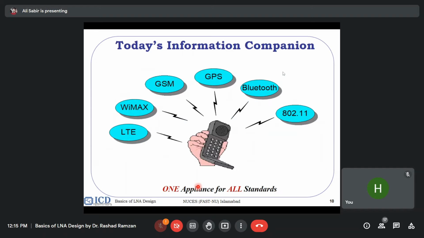So if you look at the mobile phone you have right now in your hand, you have Bluetooth, you have GPS, you have GSM, you have WiMAX, you have Wi-Fi 802.11, and you have LTE. WiMAX and LTE are the 3G, 4G standards. So these are, you say 1, 2, 3, 4, 5, 6 radios which are present in any mobile smartphone you have in your hand. These 6 radios are different radio standards, and they have different hardware present in the mobile.